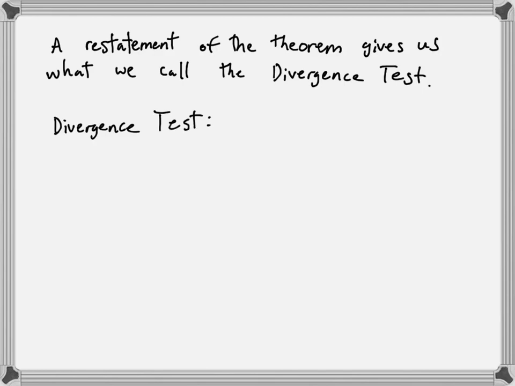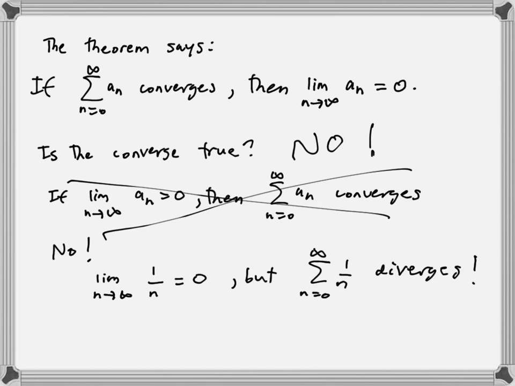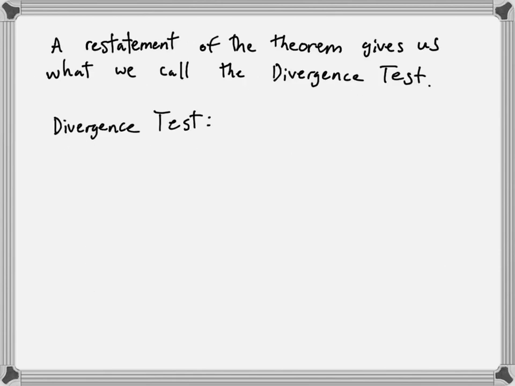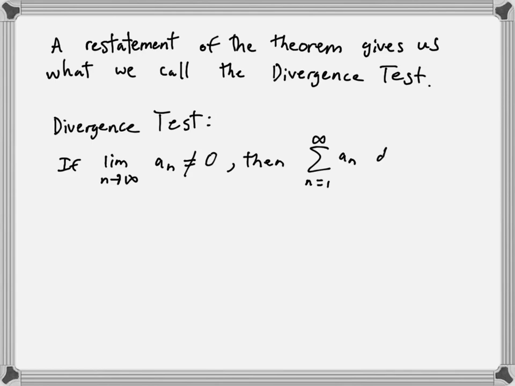Now, we know from this theorem back here that if something converges, then its limit must be 0. So how can we use this fact? We could say the following. That means that if the terms don't go to 0, it must diverge. Okay? So if the limit as n goes to infinity of an is not 0, then the series diverges.